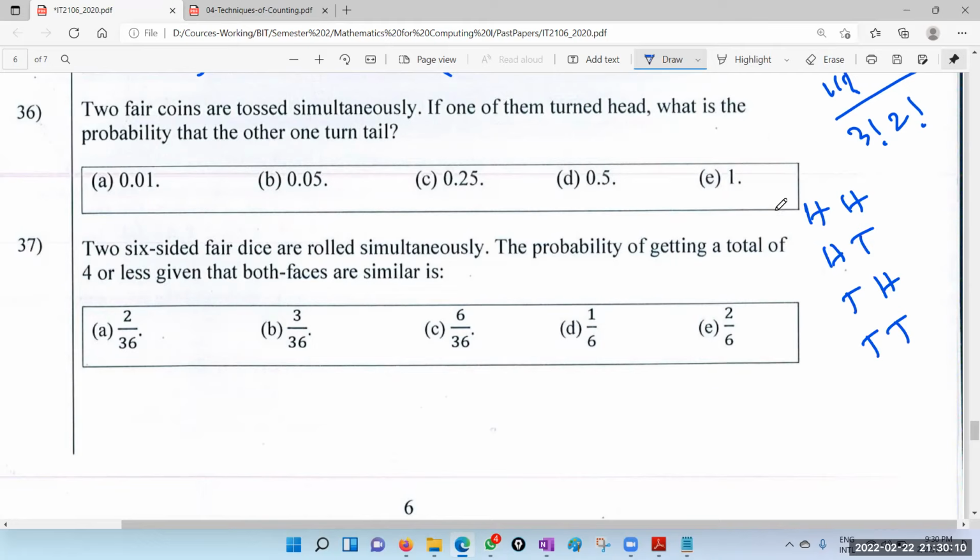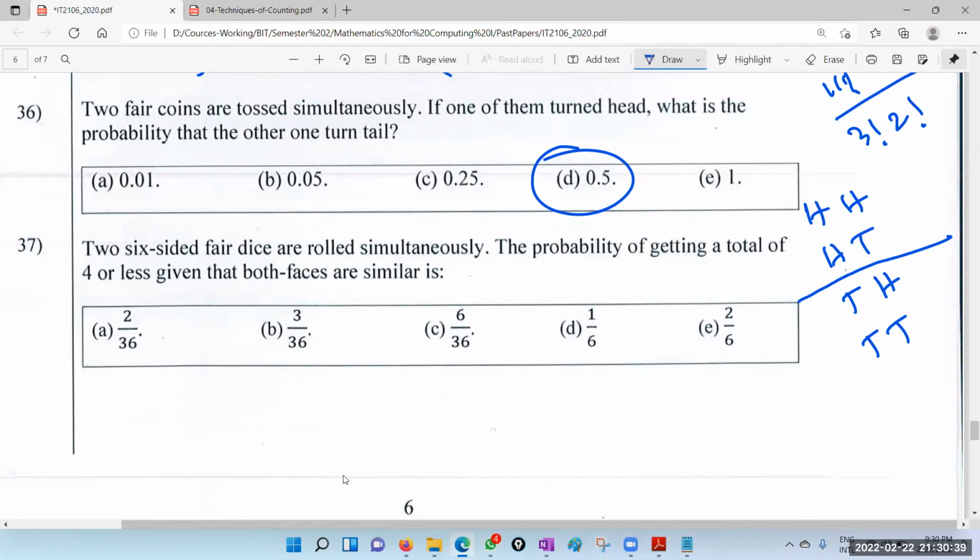But it says one of them turned heads. So that means we already know that this one is head. Now, what is the probability of the other one being tail? It's again half, right? Because these are independent events. Okay, I will go for 0.5.